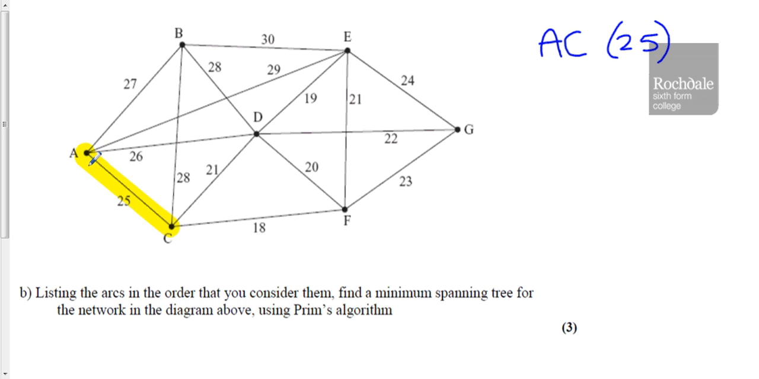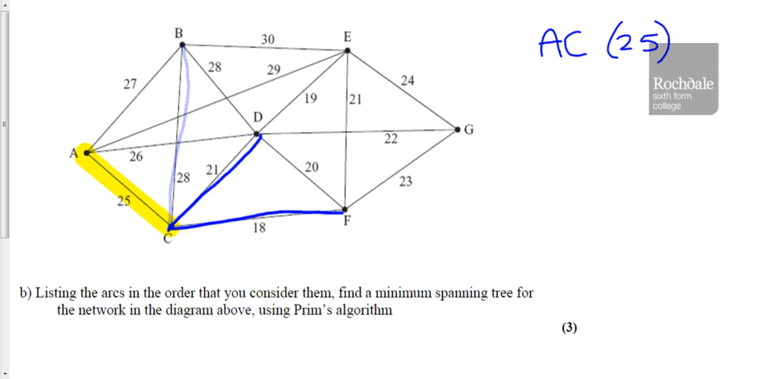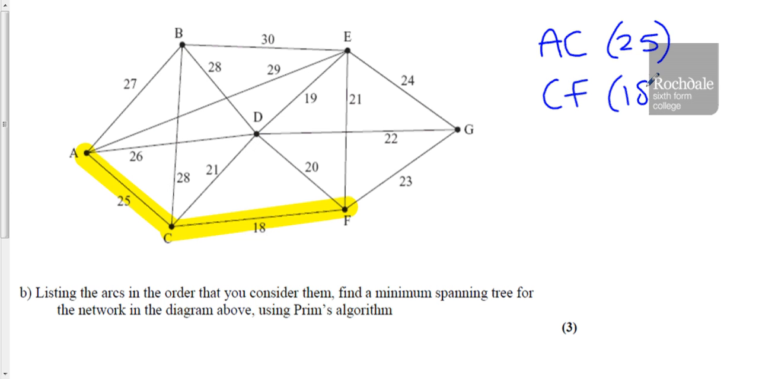My tree now consists of a single edge, 2 vertices. So now I need to consider all the different ways I could connect a new vertex to the current tree. I need to consider AB, AE, AD, CB, CD, or CF. 6 options there. The smallest out of those is CF, which is 18. So CF is the second edge to be added to the tree.